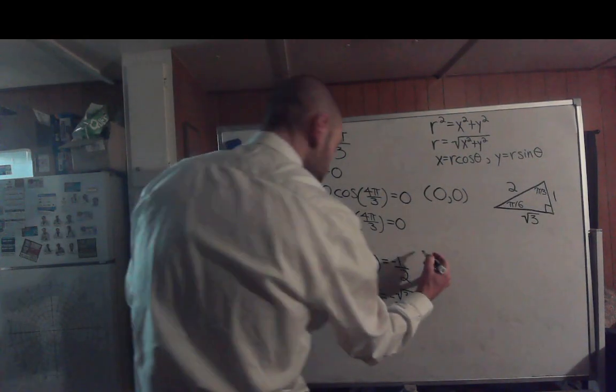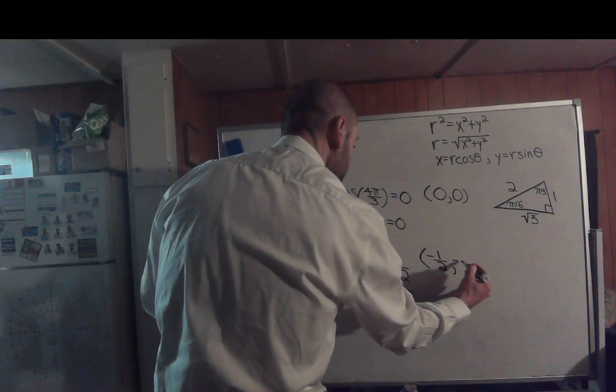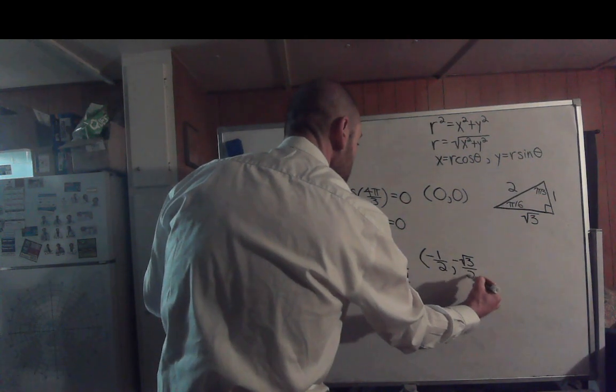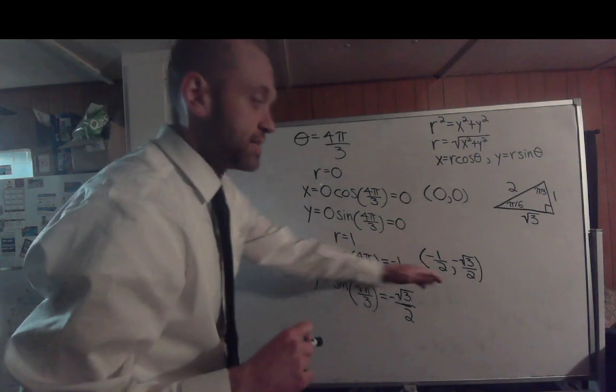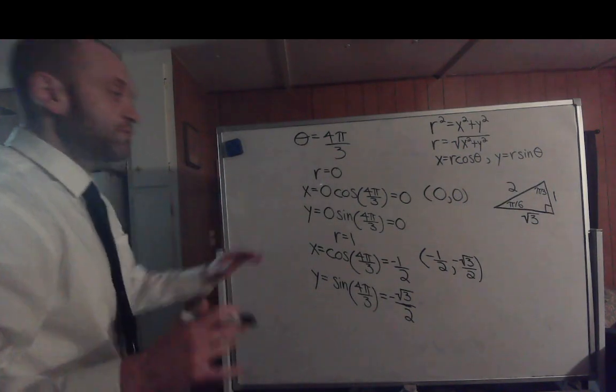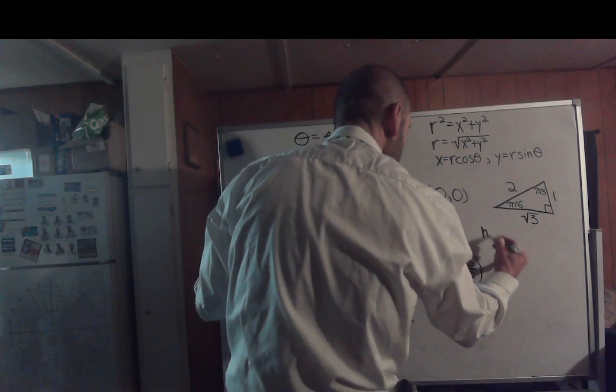So now with radius of 1, you have the ordered pair negative 1/2, negative square root of 3 over 2. You could pick any radius value you want. It's just 0 and 1 are probably the easiest to go with. Now that we've gotten two ordered pairs, let's find the slope. Well, the slope of this line is going to, of course, be your y2, which is negative square root of 3 over 2, minus your y1 of 0, divided by your x2 of negative 1/2 minus your x1 of 0.